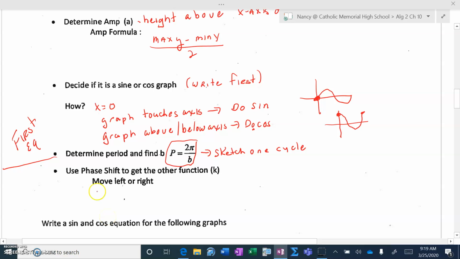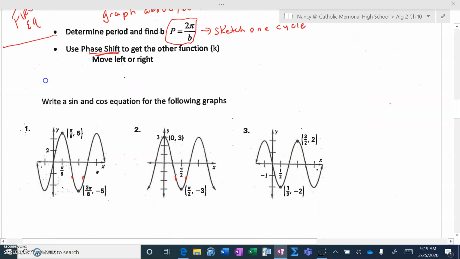To get the second equation, you're just going to use a phase shift. You're going to shift left or right to get the other function. If you started with the sine, you're going to write a cos. If you started with the cos, you're going to write a sine. So those are the steps. So let's go through one together.